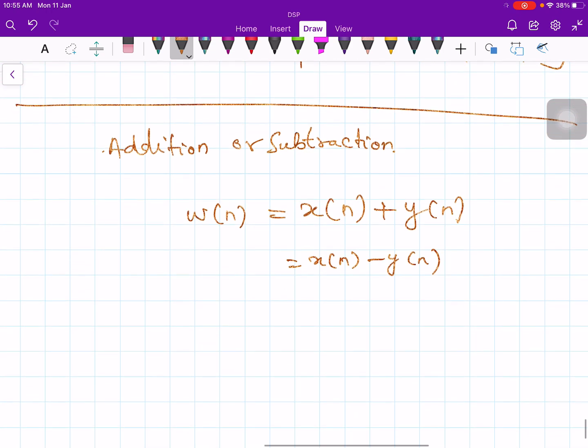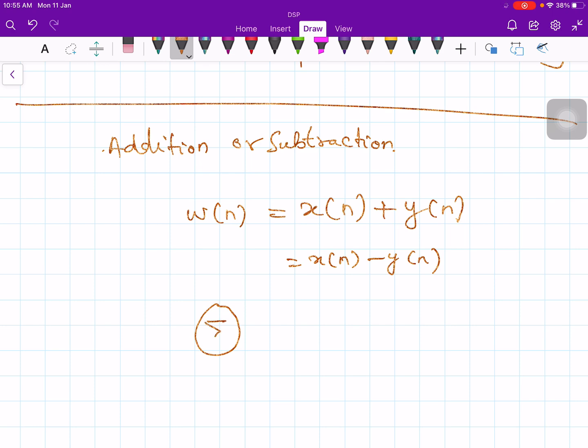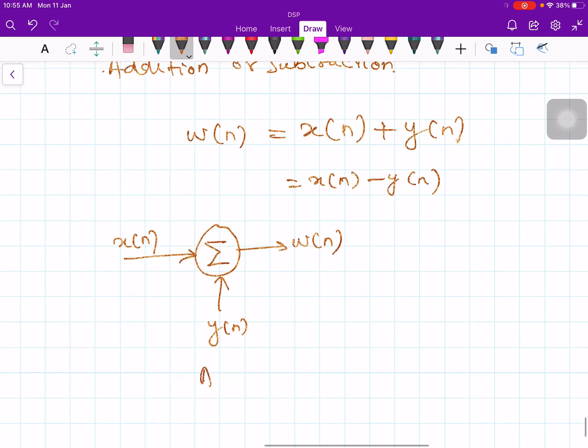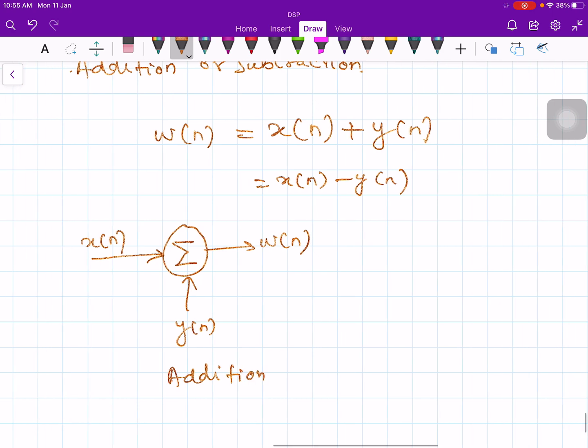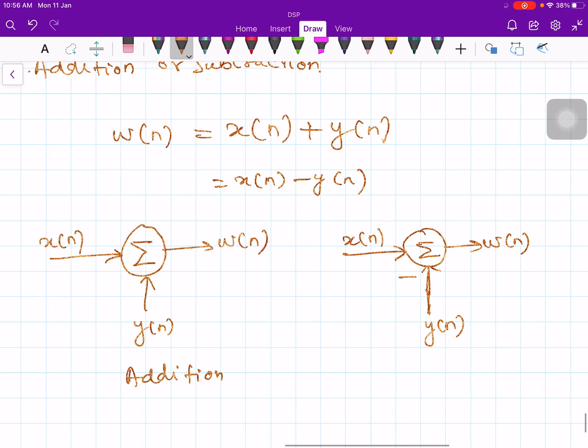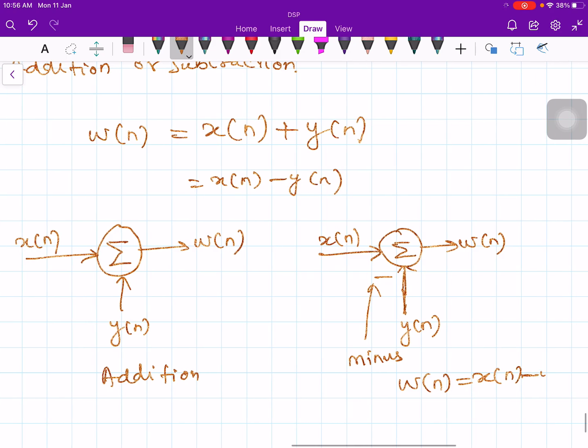Okay, so we use the summation symbol for addition. You put a circle, summation symbol, this is x of n, and this is y of n, and this is w of n. This is addition. If you want to subtract, then you put the same summation symbol, but here you put the minus. This minus indicates you are subtracting. For addition, no need to put any plus symbol, simply put the arrow mark, that is enough. So w of n is equal to x of n minus y of n, that's it.